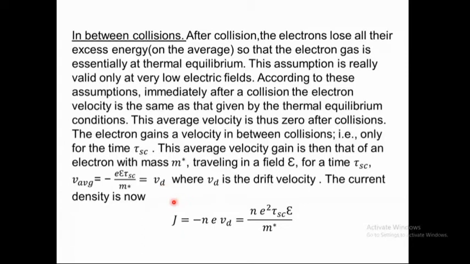So we can write down the current. The current is defined as concentration times the charge times the velocity, the drift velocity. This is the drift current, and here we refer to the electrons, so we write minus n, the concentration of electrons per cubic centimeter, multiplied by the charge times the average velocity. So the drift current equals the concentration n e squared tau scattering times the electric field over the effective mass. We substitute for the drift velocity from that equation.